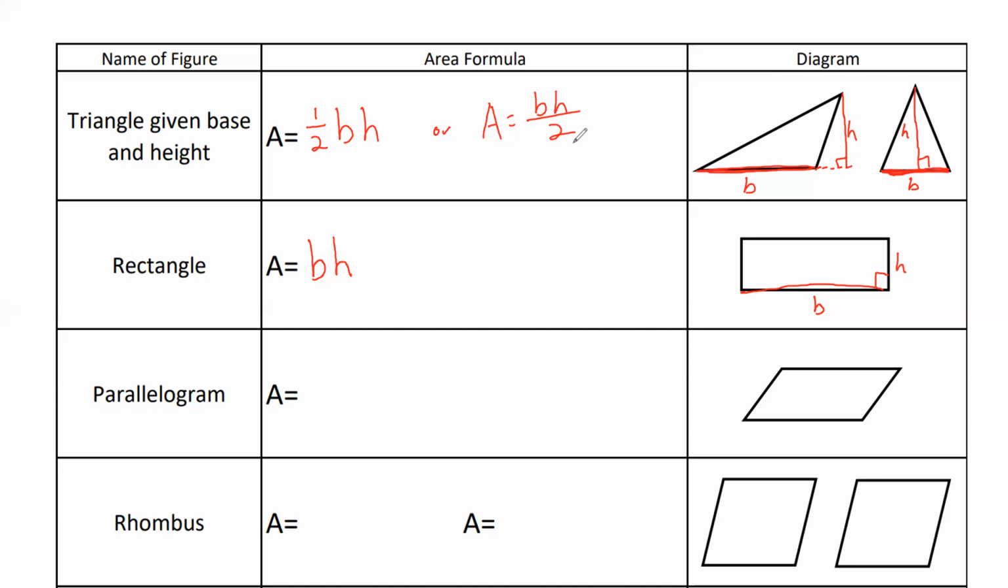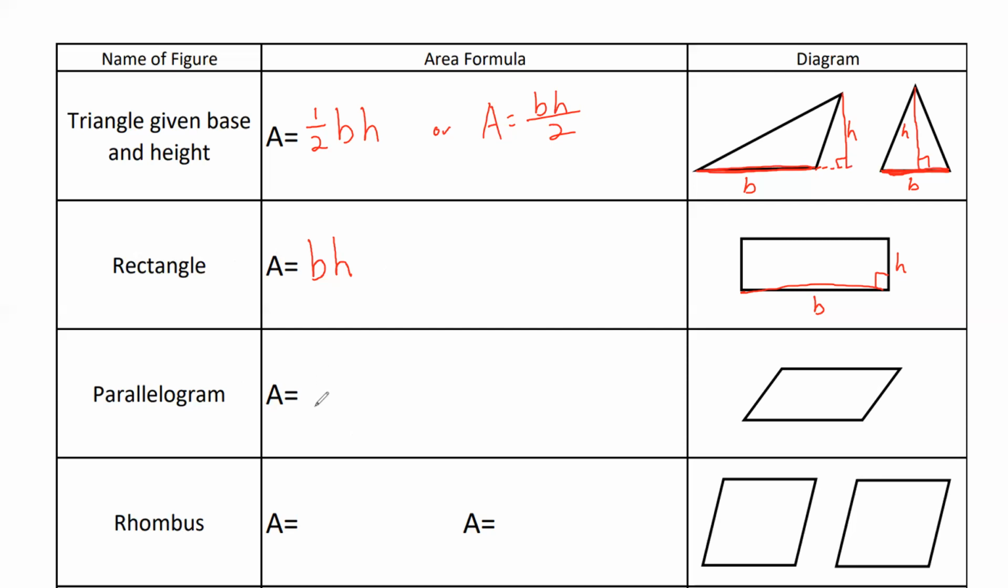All right. Now, on the next one, parallelogram. Well, a rectangle fell into the category of parallelogram before, right? When we did our quadrilaterals, a rectangle was a type of parallelogram. So guess what our formula is for a parallelogram?